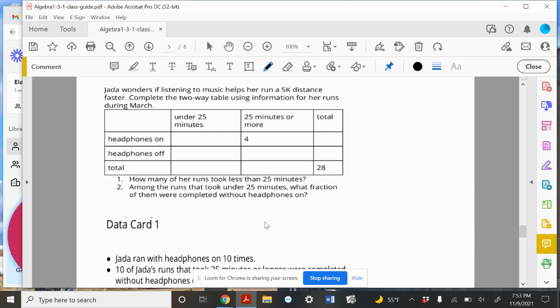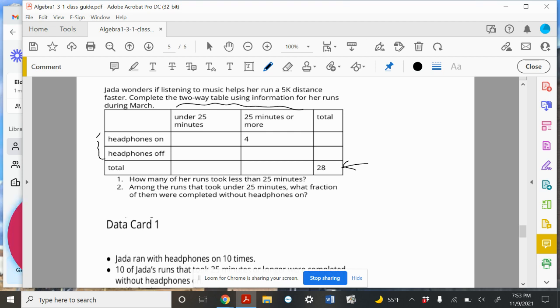So notice that we have information here. Either Jada's going to have the headphones on or the headphones off. And Jada's going to run either under 25 minutes or 25 minutes or more. So the total number of runs is 28. So we can see that right there. So that's what we have given. And we know that 4 times she ran with her headphones on for more than 25 minutes.